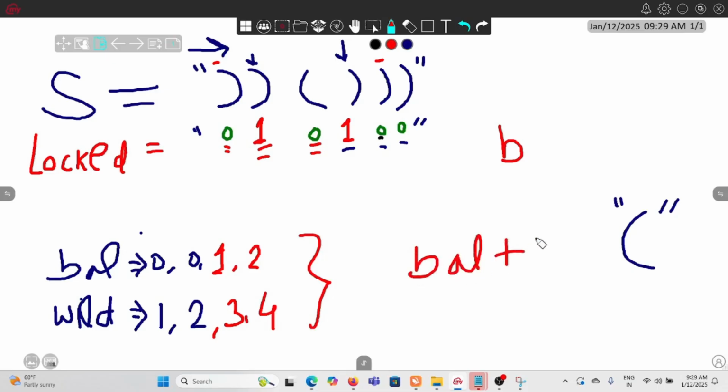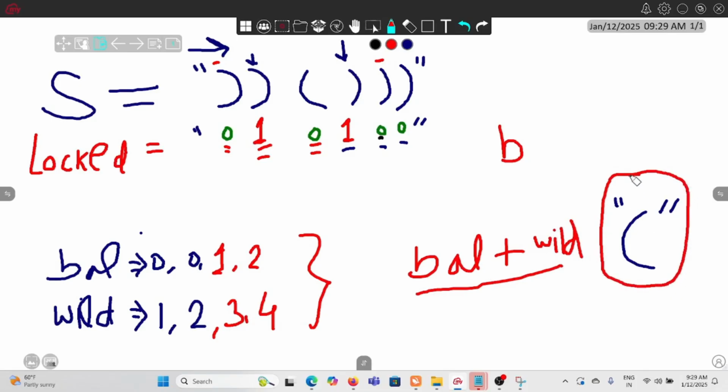Nowhere do we find valence plus wild equal to 0. That means we didn't find any invalid thing. That means the opening bracket is also not an orphan when we are coming from right to left. So we check from left to right for orphan closing brackets, and from right to left for orphan opening brackets, and we didn't find any orphan.